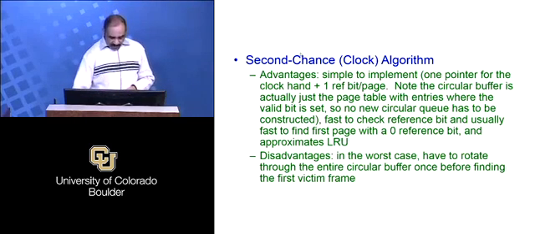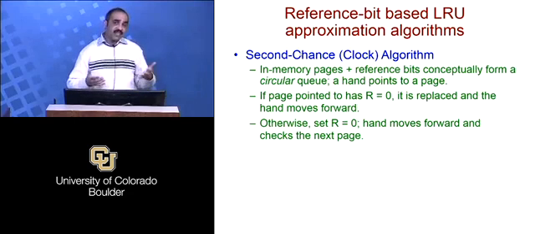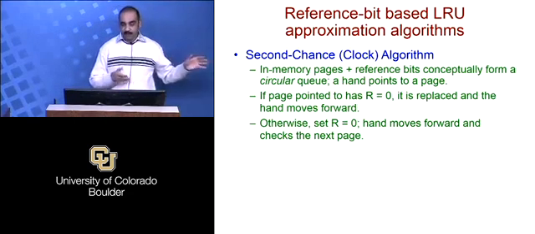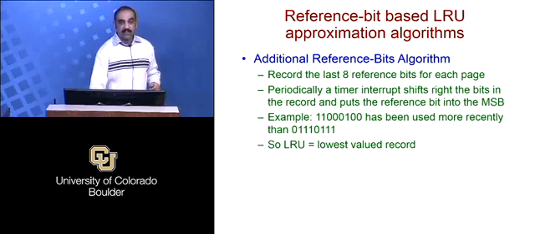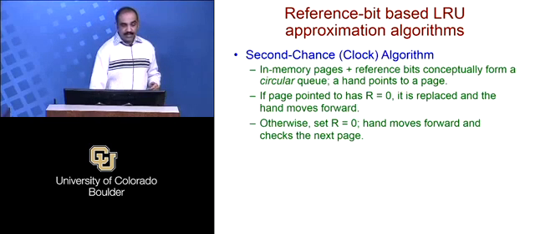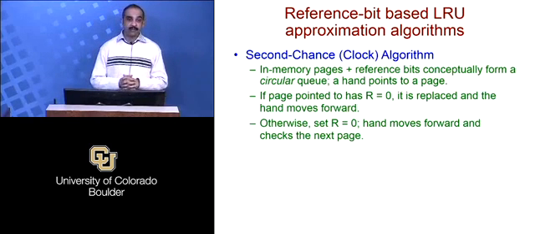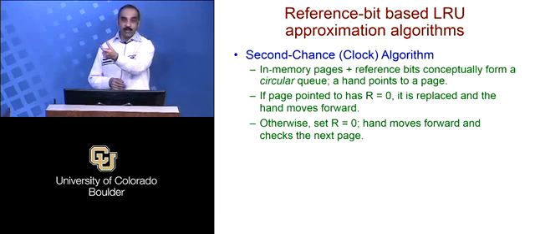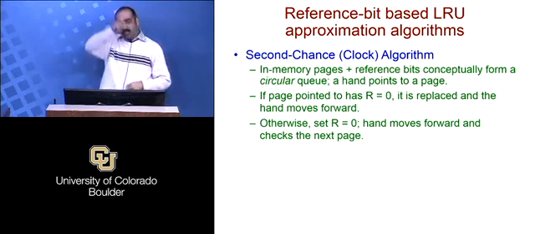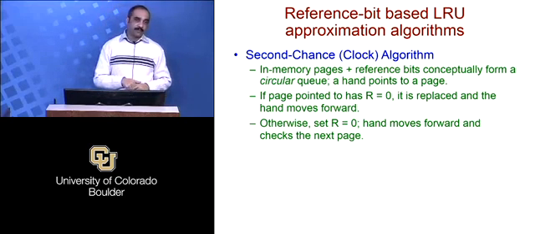Basically the main advantage of second chance: it's not as accurate as the previous algorithm that we looked at, the additional reference bit algorithm. It's not as accurate as this, but it's very easy to implement. Because on a page fault, all you have to look at is the page that's pointed to by this pointer, and look at the reference bit. If not, move forward. In the worst case, you may have to go through the entire circle.